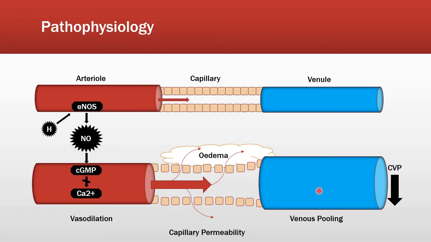At the other end, we also get a significant dilation in our veins and our big vessels, like our central vessels, and we end up with quite a significant amount of blood pooling, which also contributes significantly to a decrease in venous return through that decreased central venous pressure.